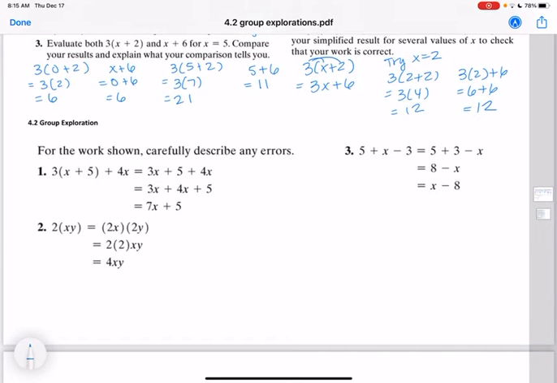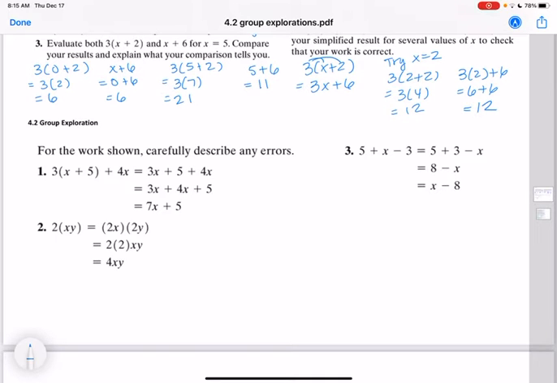So now moving on to the bottom part of our page here. We have these students who have solved 3 different problems, and we want to see if we can find any errors. Okay, so go ahead and hit pause right here on your screen and take a look through it. Try to find all of the errors that you can, and then come back when you're ready.